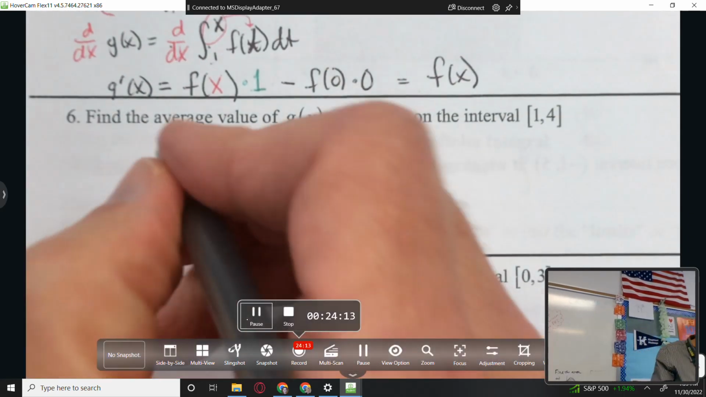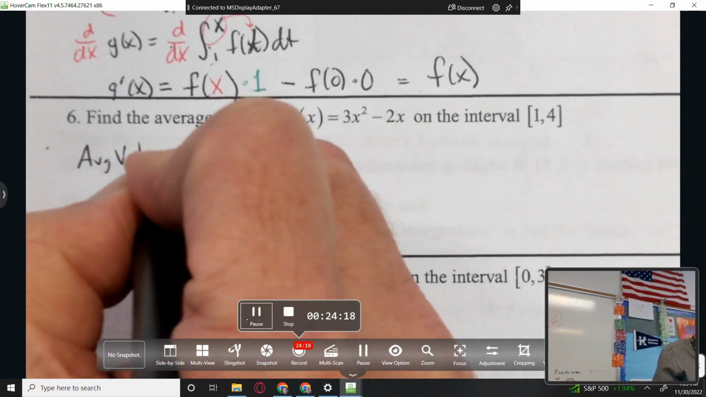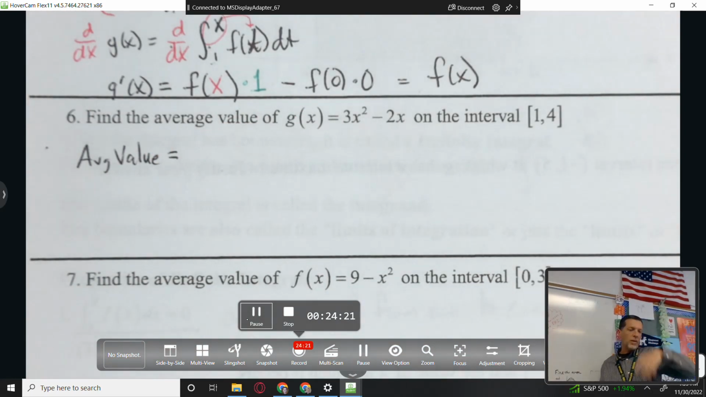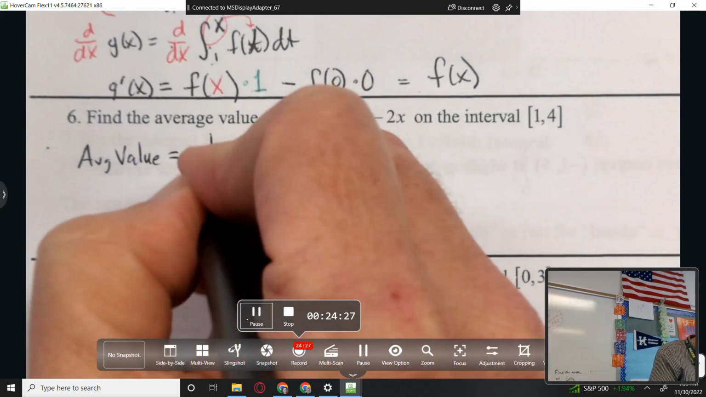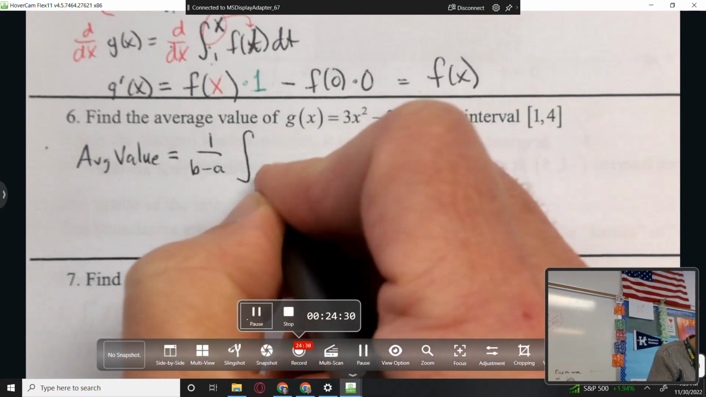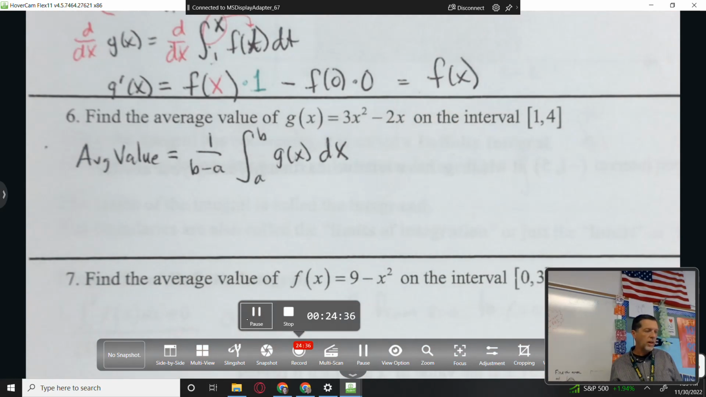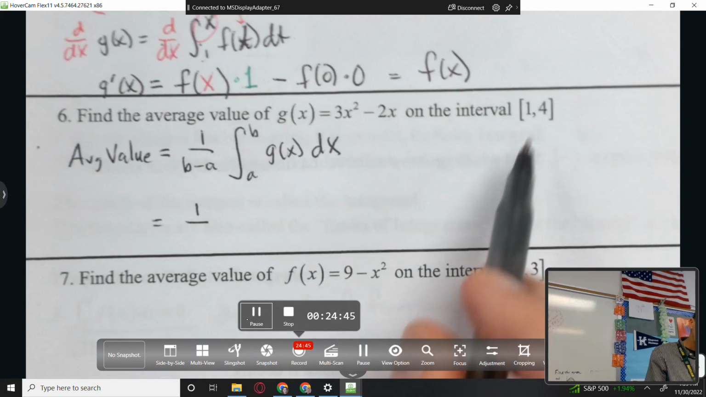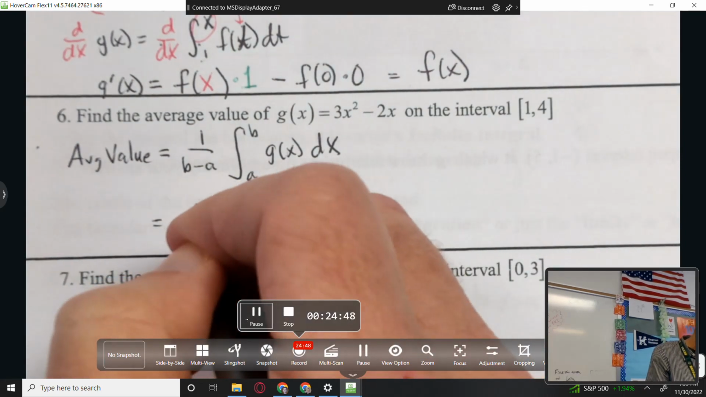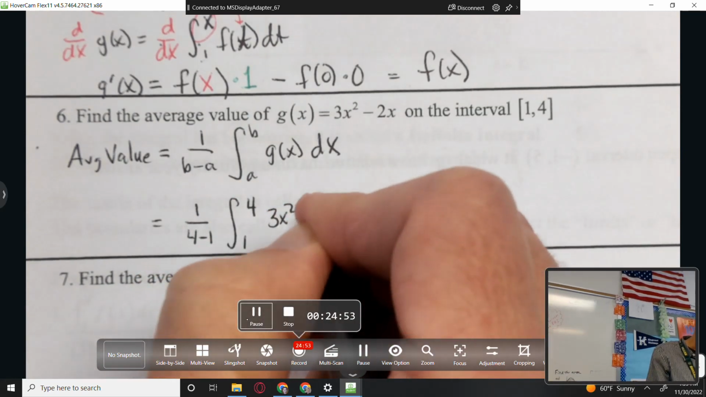All right, some average value problems. Average value. Let's just write the formula over one more time, because writing it helps it get in your brain, and it's not on this page yet. So it's 1 over the width times the area. 1 over the width times the area. Okay, so for this problem in particular, 4 minus 1, integral from 1 to 4 of 3x squared minus 2x.